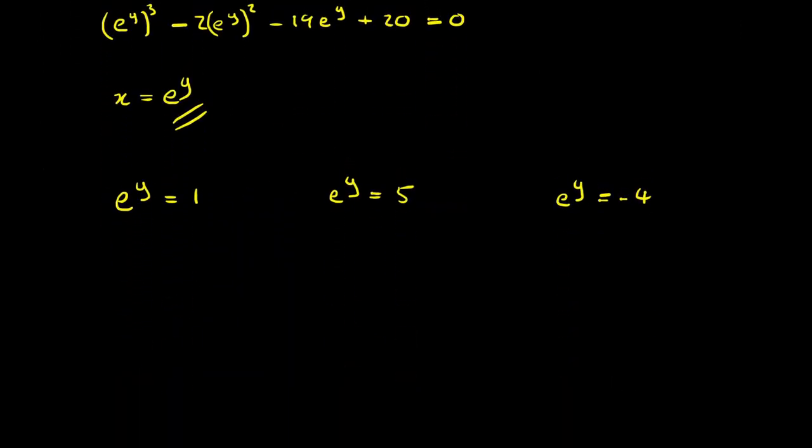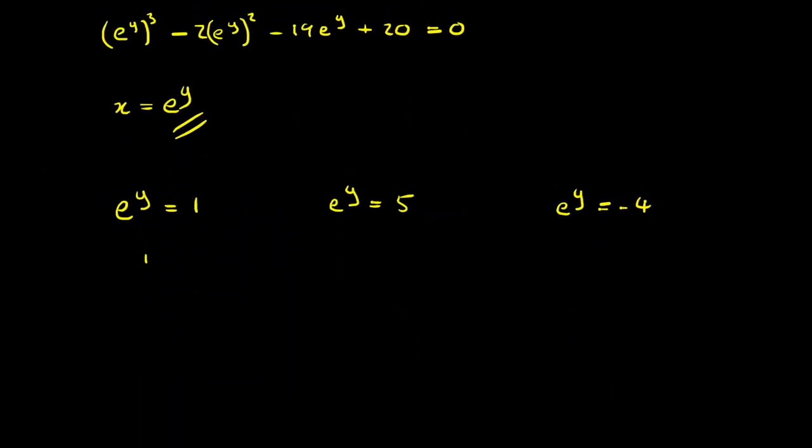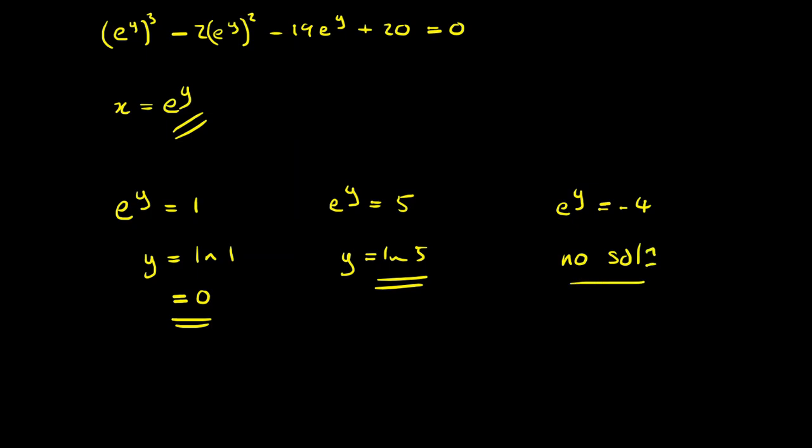Well then all we've got to do is apply natural logs. y will be equal to the natural log of 1. Well, that's going to be 0. Or y is equal to the natural log of 5. And in this particular case, there is no value of y such that e to the y is negative 4. So therefore there is no solution here. Okay, so our two solutions are going to be 0 and the natural log of 5.